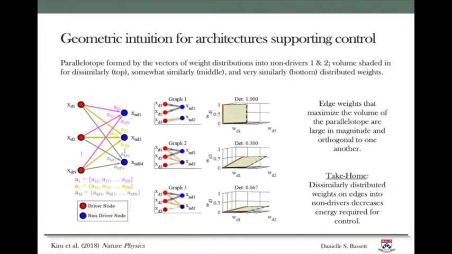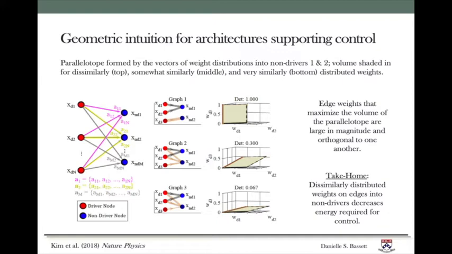And to give you an intuition for that, we can go back to what the determinant really means. Basically, the determinant is related to the parallelotope that's formed by the vectors of weight distributions on these edges. So here what I'm showing you is the entire network that I just described, the simplified toy model. And then here are 3 different versions of that network with different weights on the edges. The weight on the edge is shown visually by the thickness of the edge here.